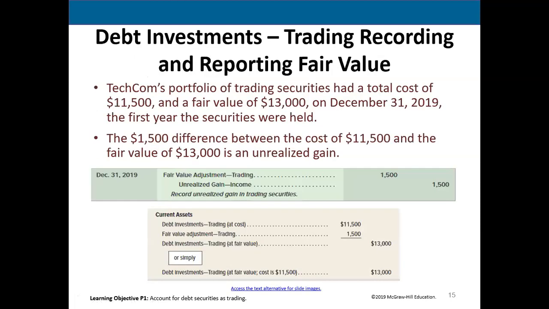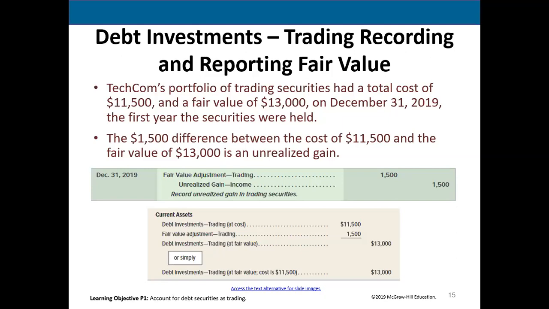So let's take a look. TechCom's portfolio of trading securities had a total cost of $11,500 and a fair value of $13,000 on December 31st, 2019. The first year the securities were held. Now, first of all, we didn't see the journal entry to record this investment, but take a few seconds and jot this down. I don't know when they bought this, but it had to be in the last couple months because it's put into this trading category.